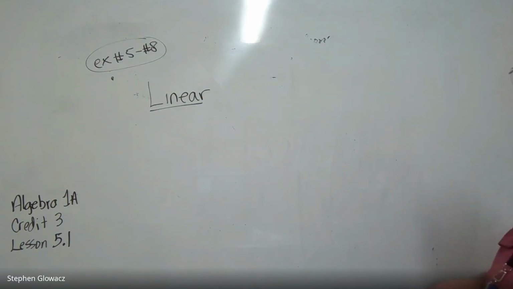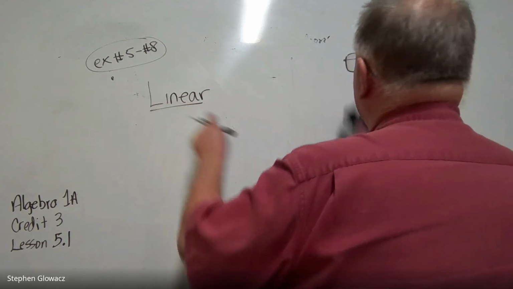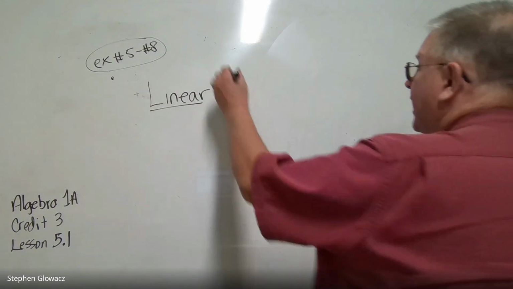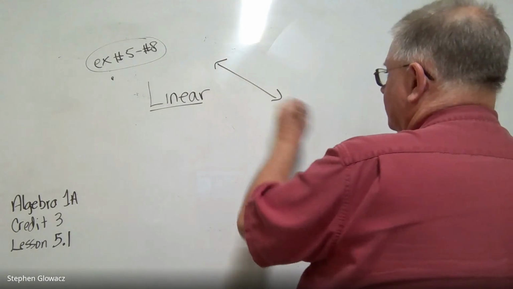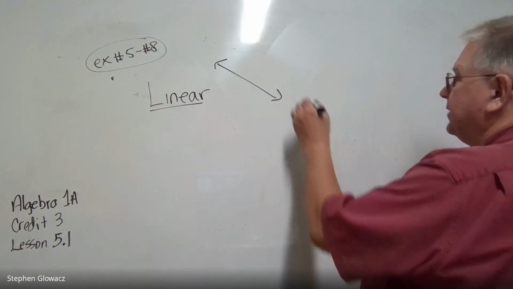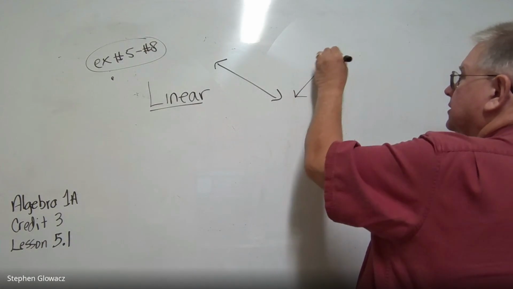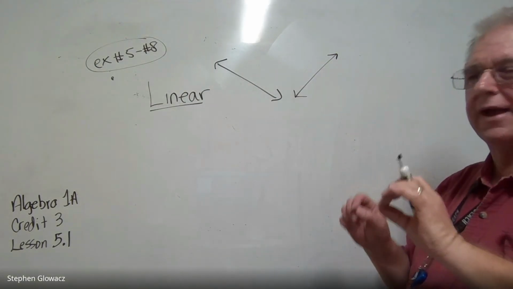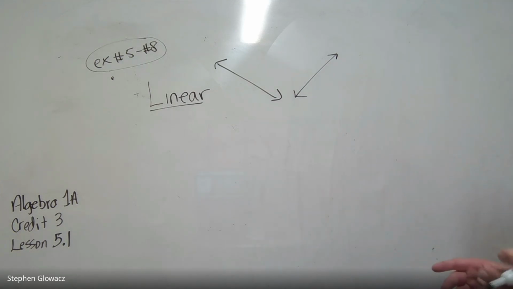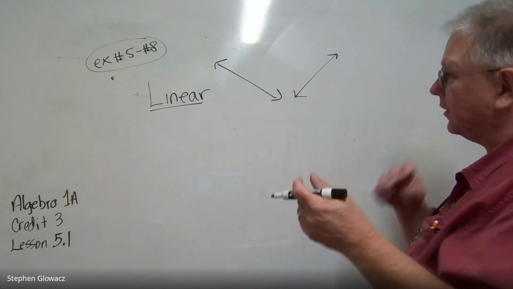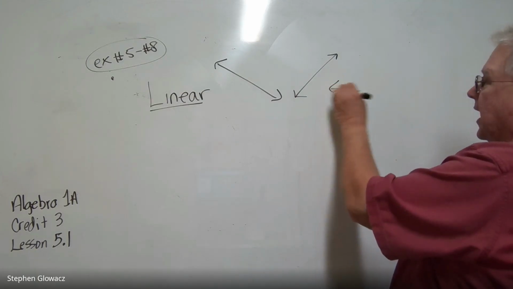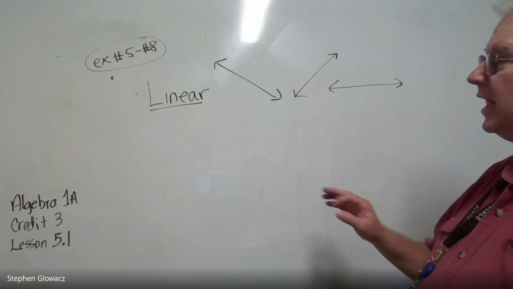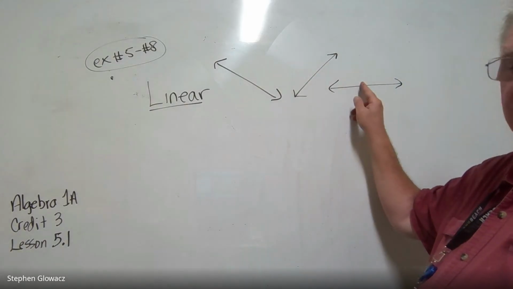So again, the root word for linear is line. And so if the graph is a straight line, any kind of straight line except a vertical line, this would be a linear function. Well, even a vertical line, let's back up here. Even a vertical line would be linear, but that's getting into whether it's a function or not. So for right now, we're just going to say that if the graph is a line, we would call that a linear equation.